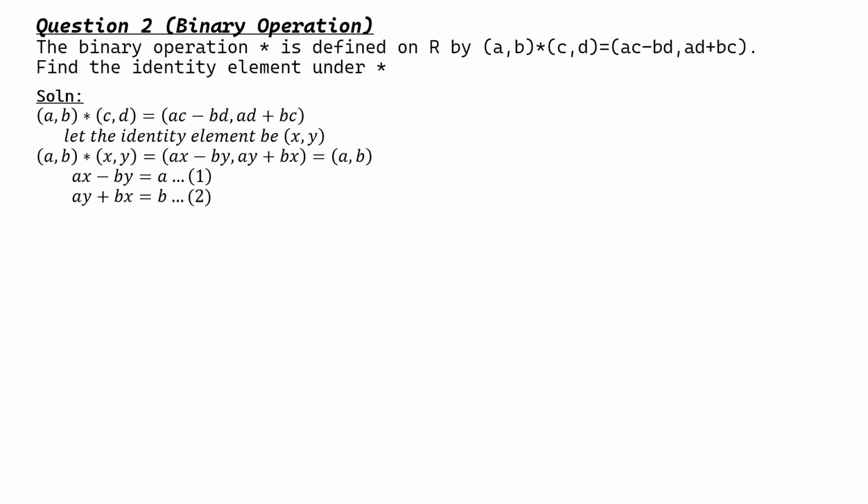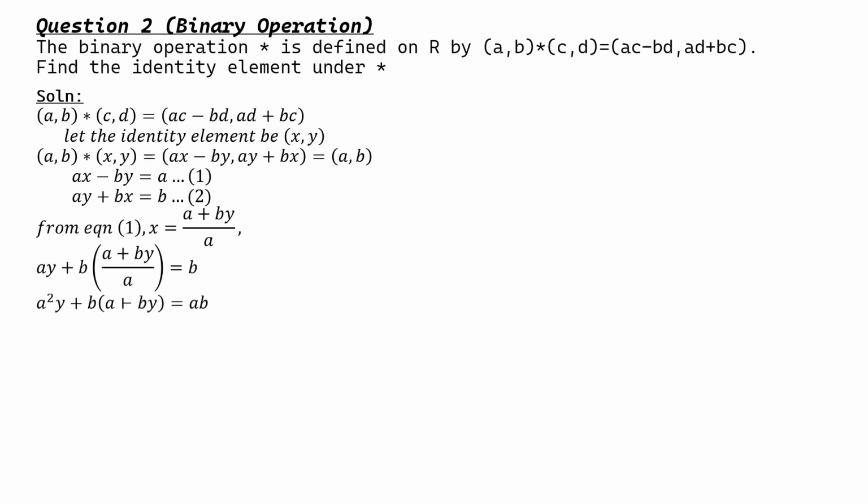How do we solve this simultaneously? So we'll try to make x the subject in the first equation. And when you take your time to do that, you have a plus by on e. Now let's put that in equation 2. So we have ay plus b multiplying a plus by on a. Multiply through by a, so we have a squared y plus b multiplying a plus by giving us ab.